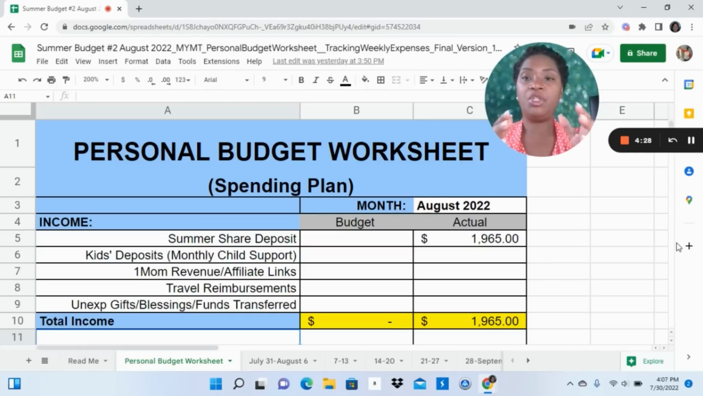So my summer share money has populated into my account, and that will be for the August budget. Of course, my August paycheck will be for my September budget. So that'll be my first budget of the new school year cycle, and that's just how school works. I'm an employee from mid-August to the 1st of June, and that's how my school year runs.